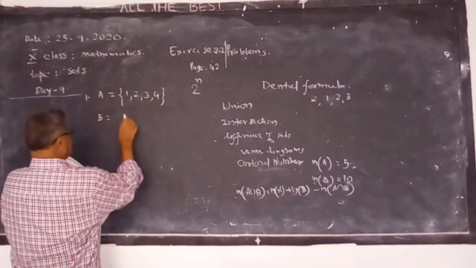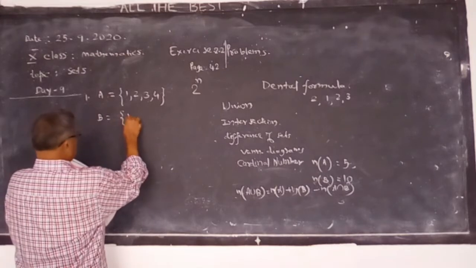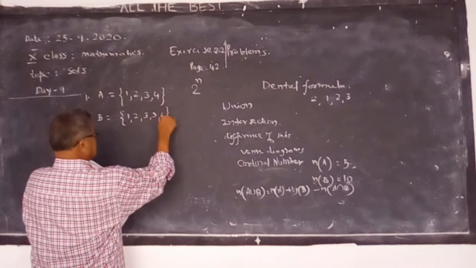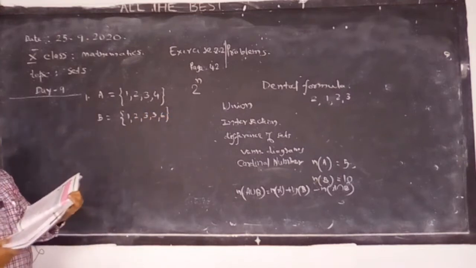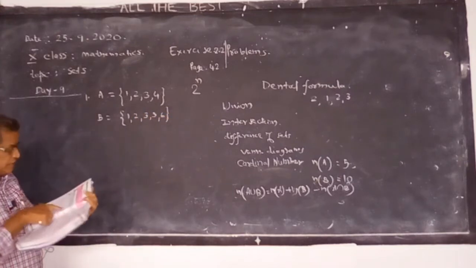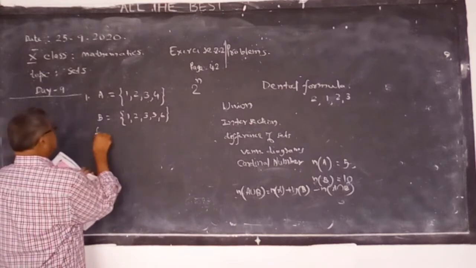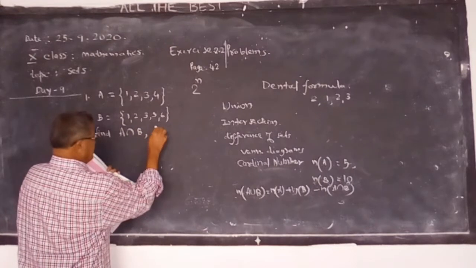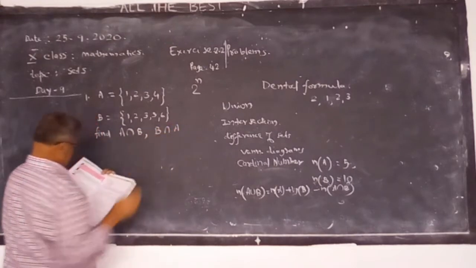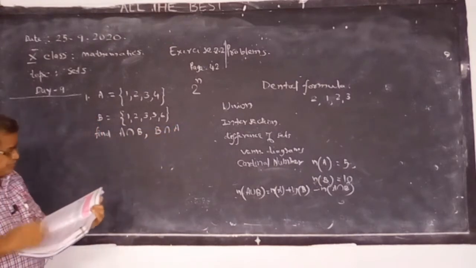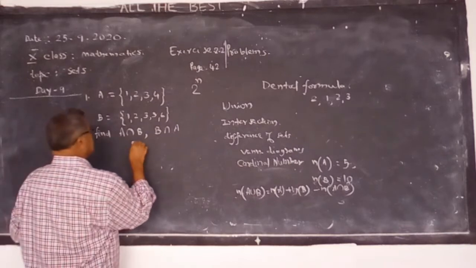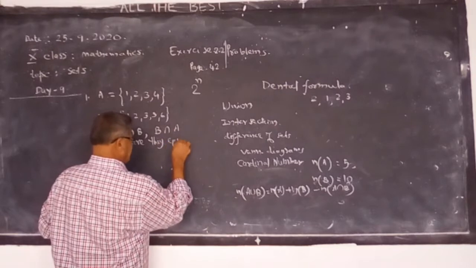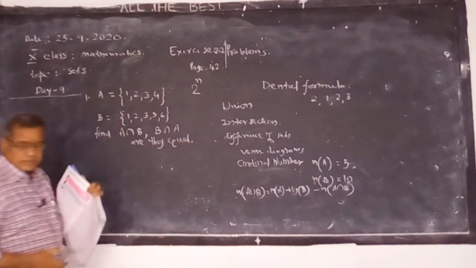Set B is given: 1, 2, 3, 5, 6. Here A and B are given sets. Find A intersection B and B intersection A. Are they equal? This is the question.